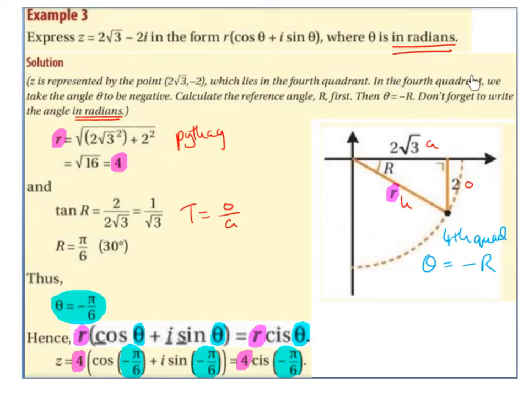In the fourth quadrant, we can take the angle theta to be negative. This you will need to learn off by heart. The angle theta will be negative in the fourth quadrant.